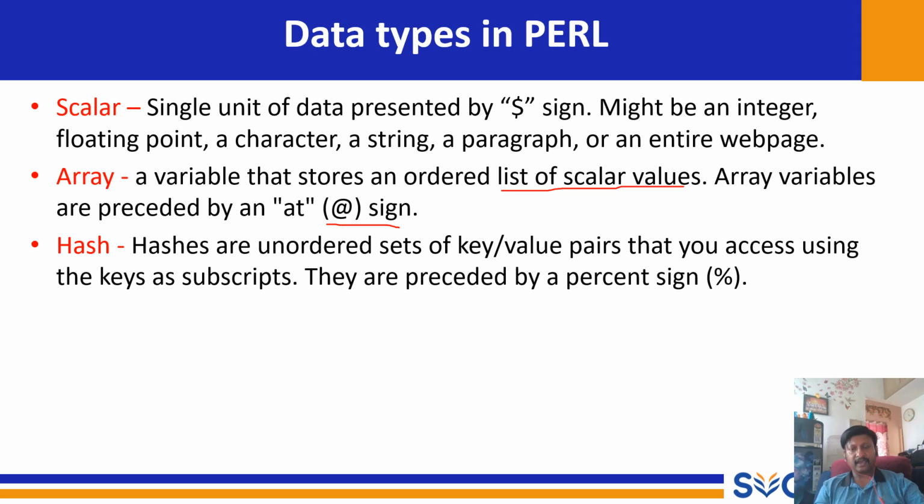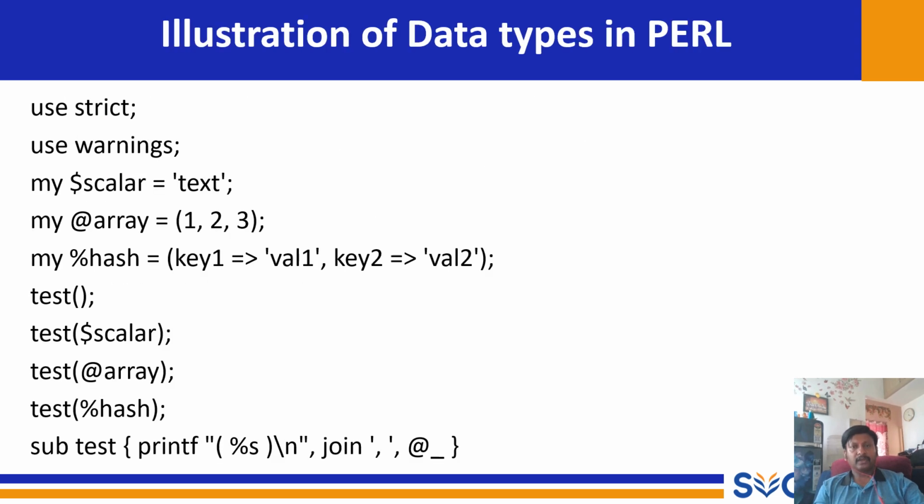Okay, so if you have an equal number of keys and values, then whatever you assign to a hash variable is a valid one. And how can the hash variable be assigned? It can be assigned by prefixing with a percentage sign. So for a scalar it is dollar, for an array it is the at sign, and for a hash variable you have to initialize with percentage. Now let me take you to the illustration of these data types in Perl.